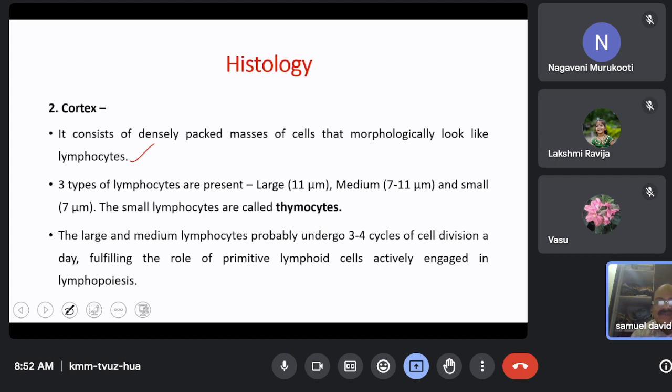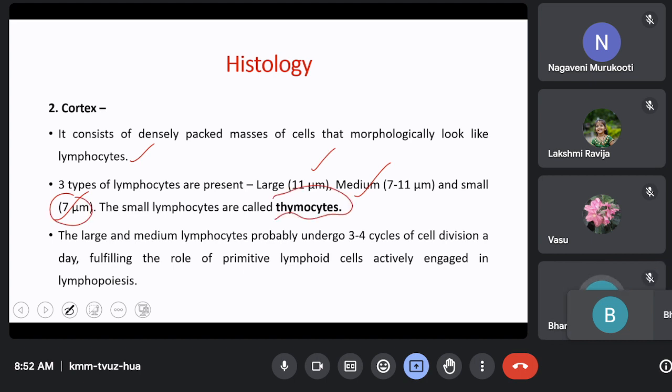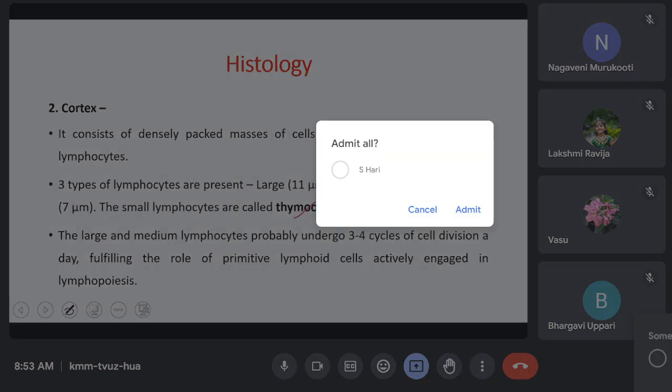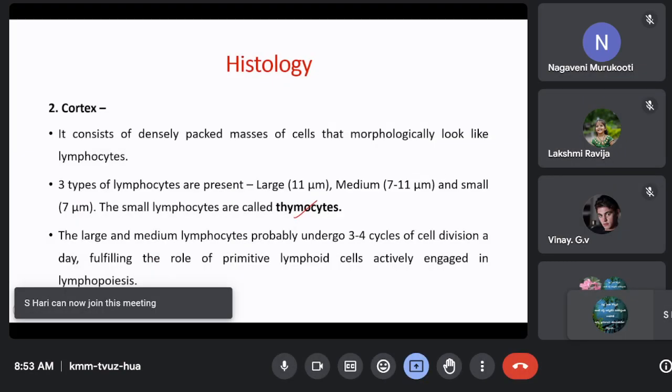And these lymphocytes are of three types based on size. Some are 11 micrometers and are called large lymphocytes, the others from 7 to 11 are medium lymphocytes, and the third ones are small, which are 7 micrometers. The smallest of the lymphocytes, these small lymphocytes, are called thymocytes. So what are the cells of the thymus called? The cells of the thymus are called thymocytes, which are 7 micrometers in size. These thymocytes are the integral components of the thymus gland.